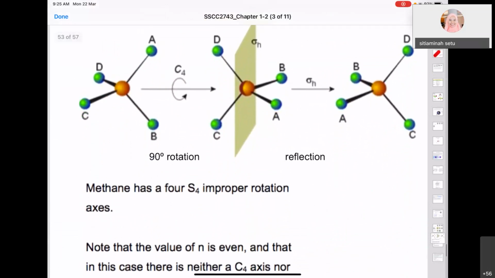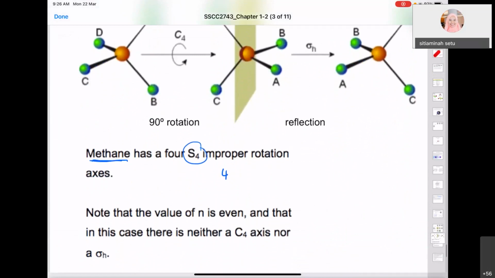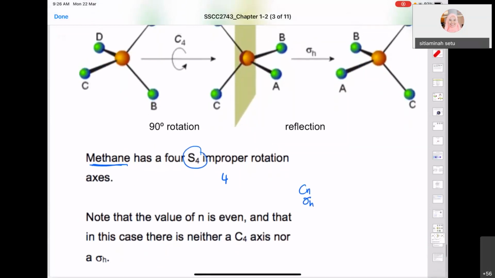Okay, this is methane. Methane dia ada S4, improper rotation. So 4 ni adalah nombor genap. That's mean this molecule may or may not have the CN ataupun sigma H. Okay, so kat sini kita tengok methane.